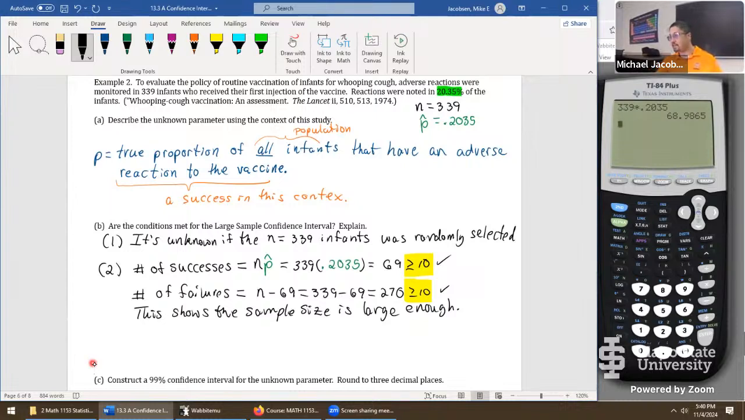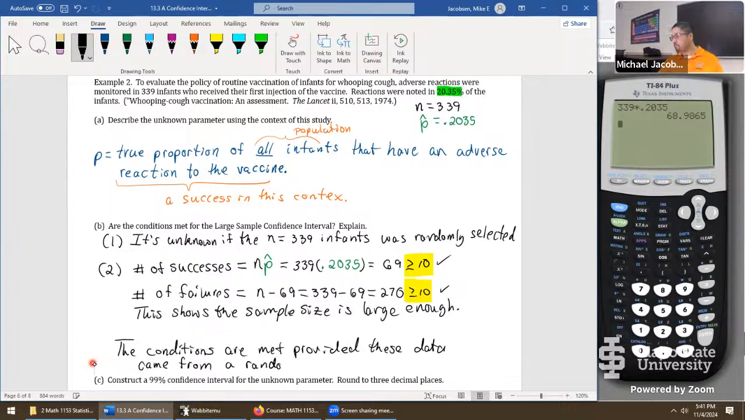You might say, the conditions are met, provided these data came from a random sample. We prefer the simple random sample method, but any random sample is good enough or better than nothing. So that's the conditions in the problem.